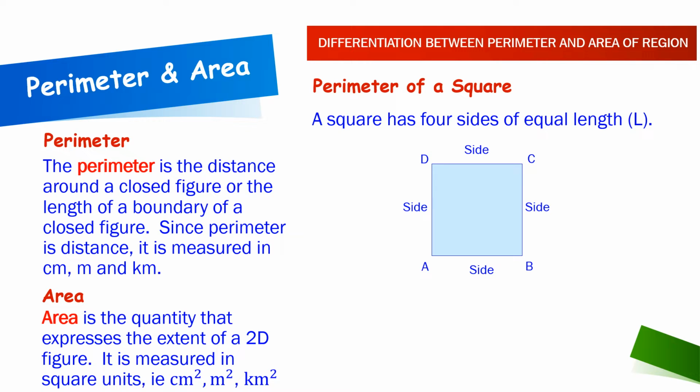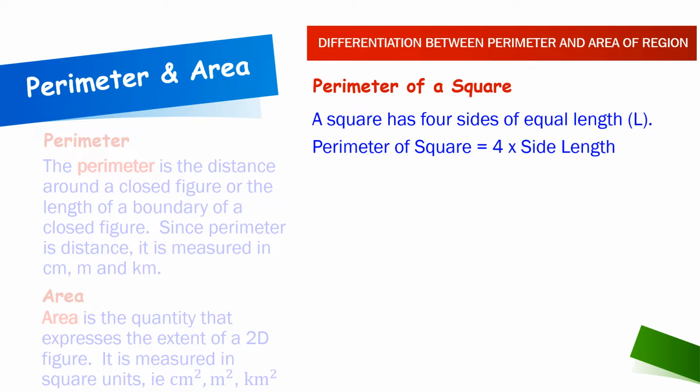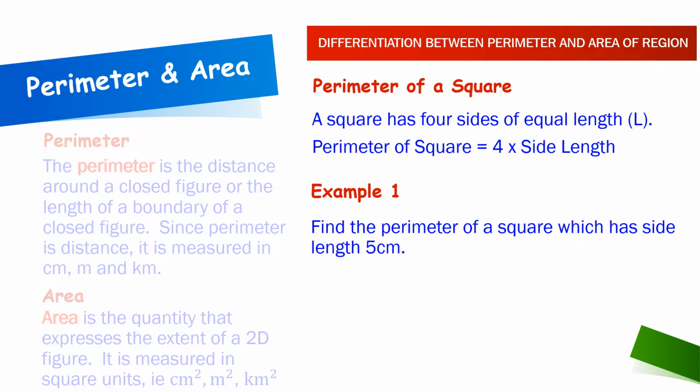A square has 4 sides of equal length. So the perimeter of a square equals 4 times side length. Let's now take a look at an example. Pause the video and have a go. Press play when you're ready to view the solution.